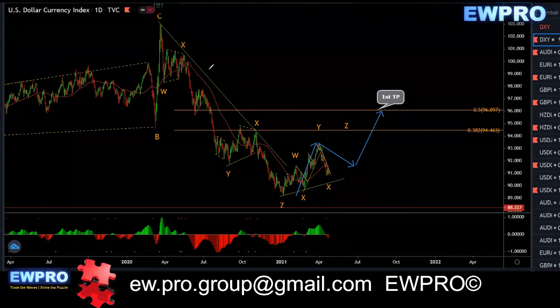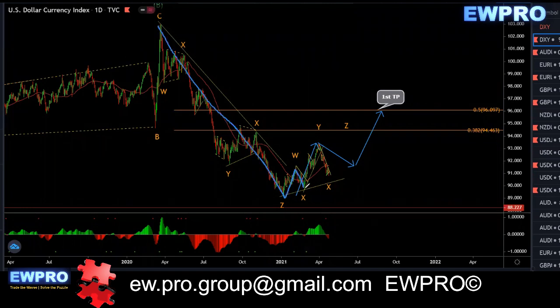So, starting with the DXY, we got the 5 down. We got a WXY up here, and we're in an X2, and we possibly will get this Z up. Now, we do have bullish hidden divergence here. It's not tradable as hidden divergence yet. It's not valid.